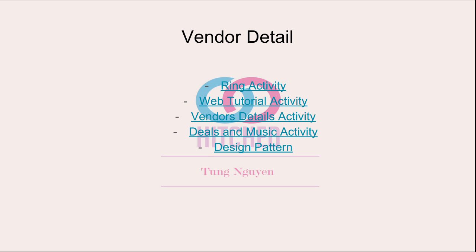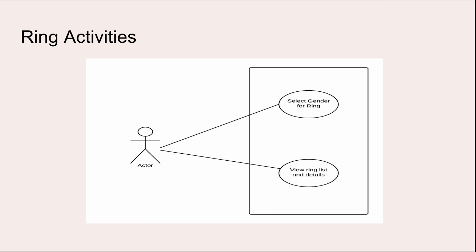So I have worked on the vendor details. The first one I'm working on is the rings activities. So let's take a look at it. This is the ring activity use case diagram. The user can select gender for rings and they can also view ring list and detail.